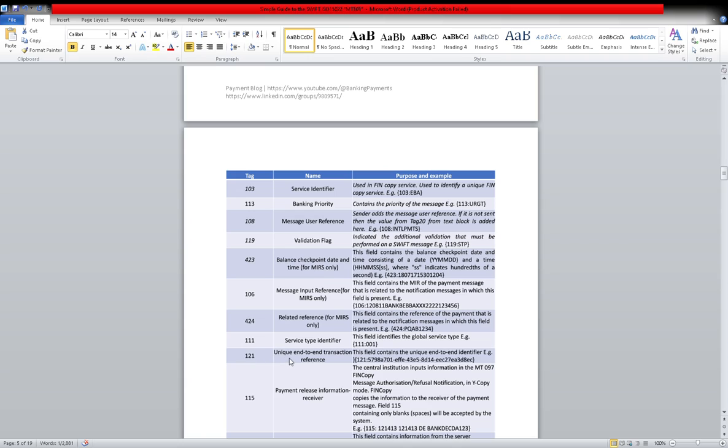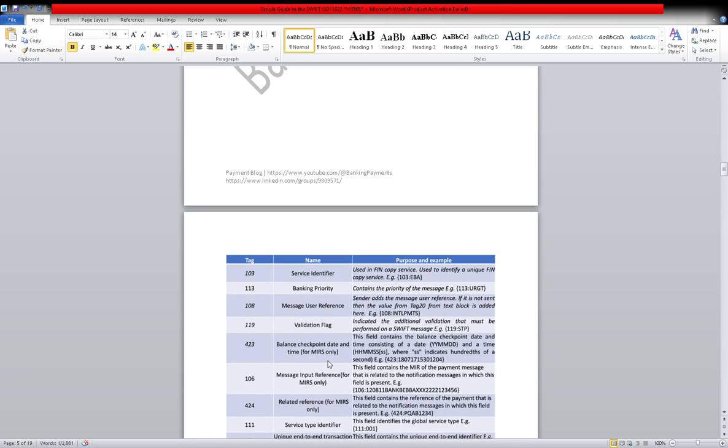Now the next one is 121, sorry, 121 unique end-to-end transaction reference, which is called UETR. This field contains the unique end-to-end transaction identifier, which is UETR. I will discuss with you what UETR is. We have a separate discussion on Swift GPI, that I will explain later. Swift GPI is a separate project run by all the banks for tracking of the payment. So that is a separate session we will have on UETR, not now, in a further coming session.